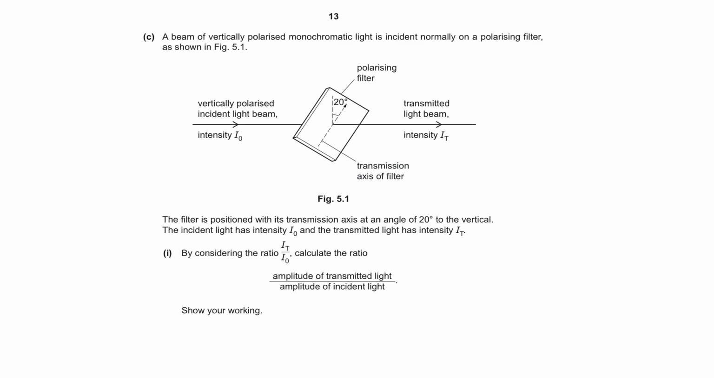Clear. Part C of the question says a beam of vertically polarized monochromatic light is incident normally on a polarizing filter as shown in figure 5.1. This is the vertically polarized light, intensity I0. This is a polarizing filter at 20 degrees. The transmitted light beam has an intensity IT. The filter is positioned with its transmission axis at an angle of 20 degrees to the vertical. The incident light has an intensity I0 and the transmitted light has an intensity IT. By considering the ratio IT over I0, calculate the ratio of the amplitude of transmitted light over the amplitude of incident light. Let's write it as AT over A0.